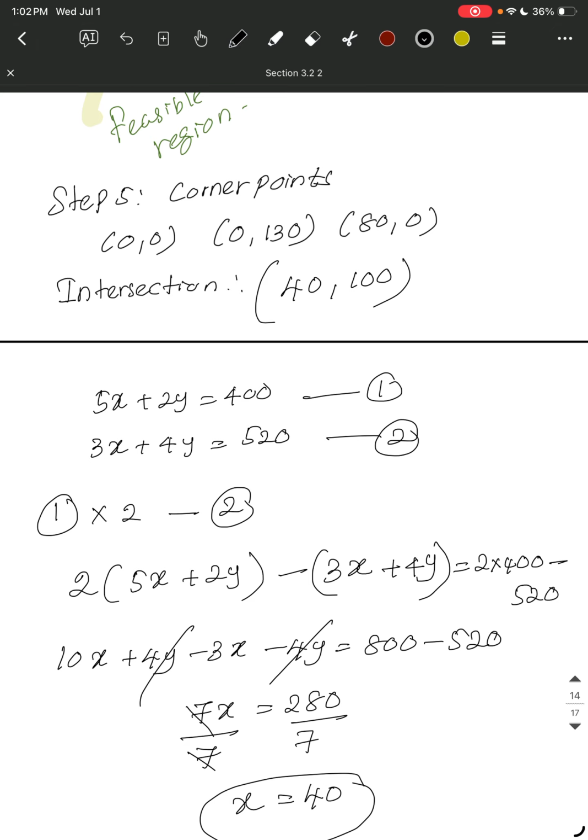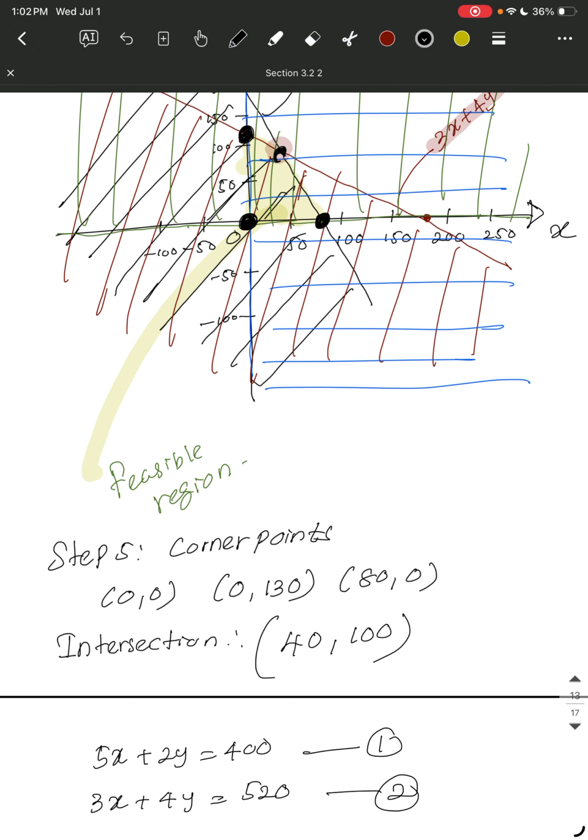So the intersection point is (40, 100). Now we know all 4 corner points. Then let's evaluate the objective function with every corner point.